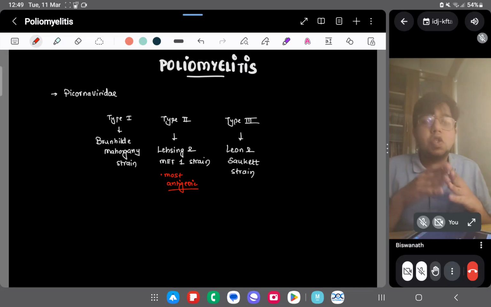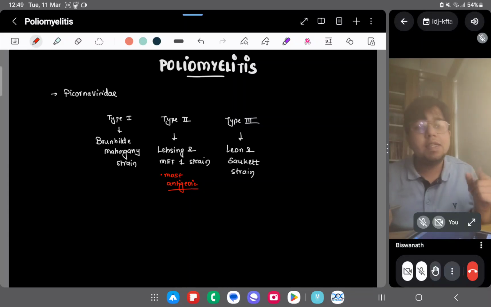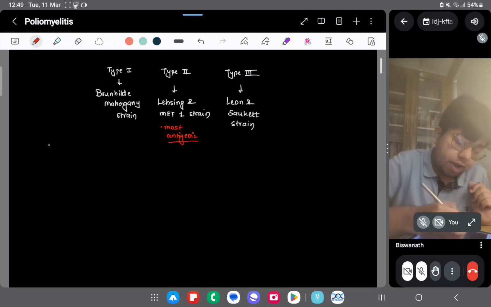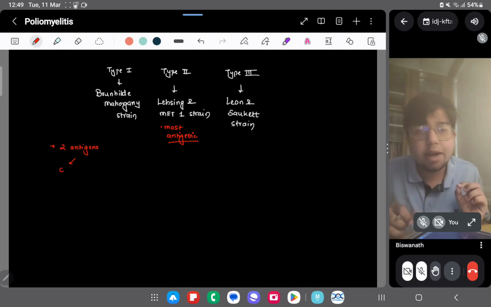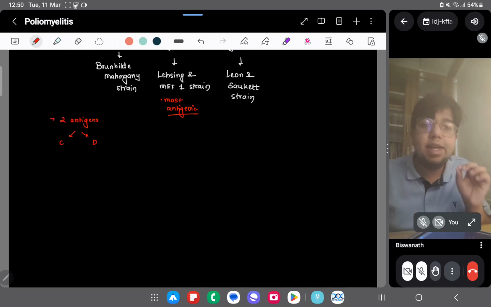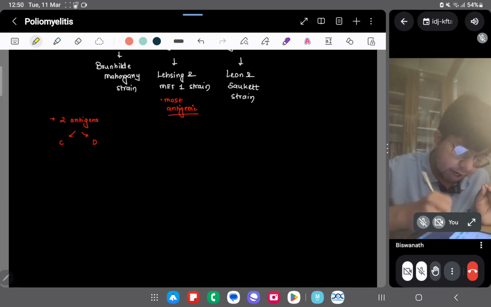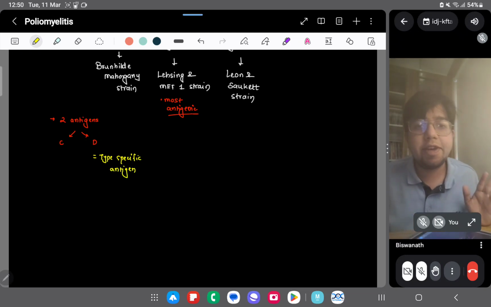So in polioviruses, we can have two types of antigens basically. One is the capsid antigen and one is the dense antigen, right? So in poliovirus, you can note two antigens: the C antigen, that is the capsid antigen, and the D antigen, that is the dense antigen. And this D antigen is called the type specific antigen.